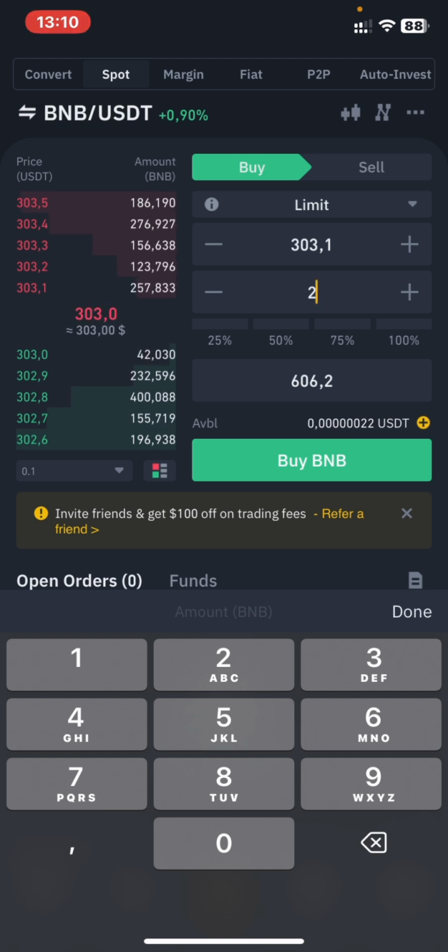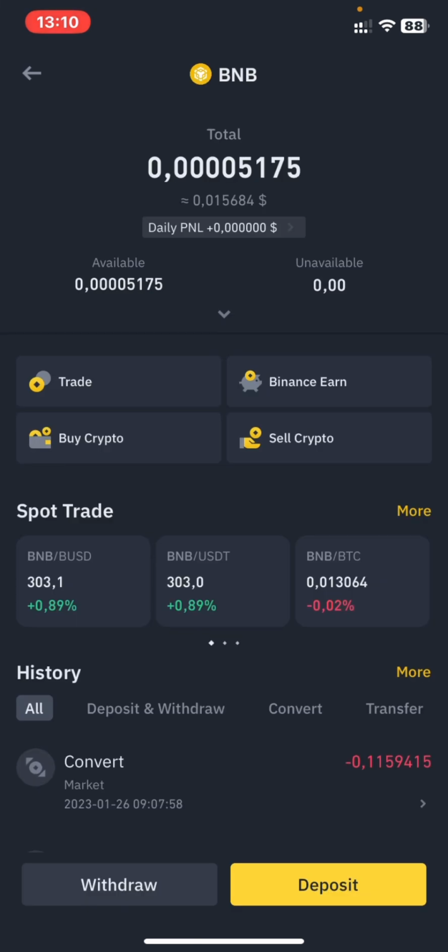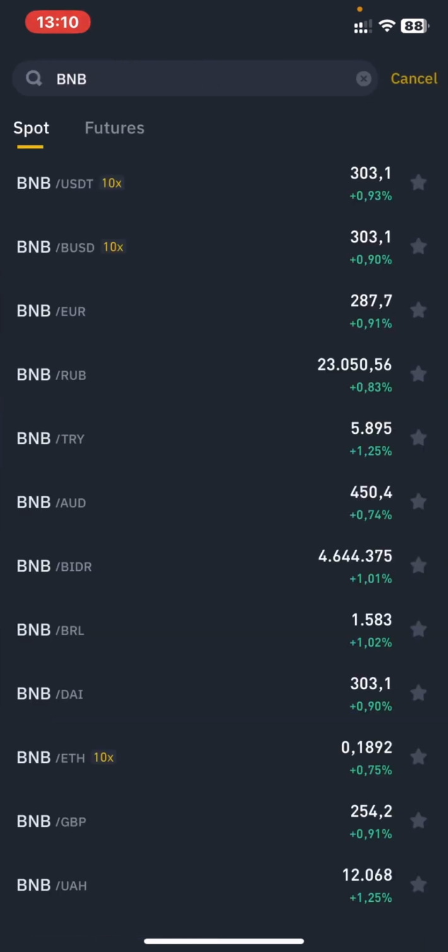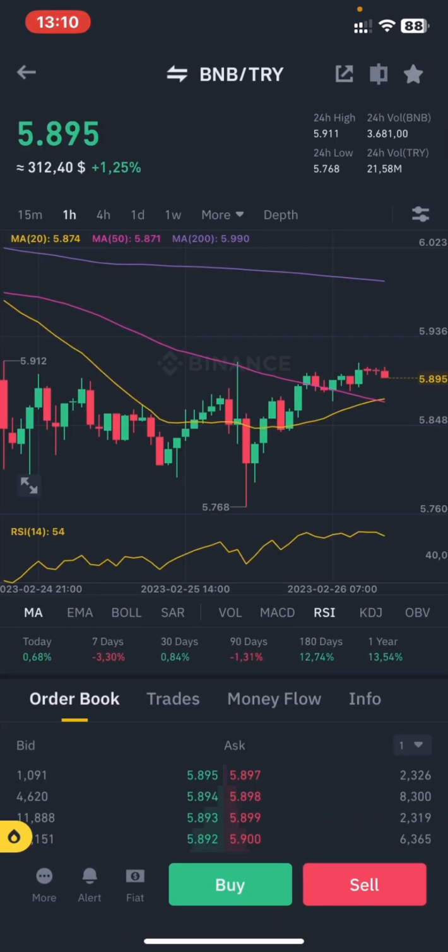After getting this amount of USDT with this 2 BNB, you just have to minimize. You find the money over here in your wallet. Over here, you find the 2 BNB. Then come over here, press more. Then find this pair, BNB TRY. If you remember, on the BNB USDT pair, this was trading 303.